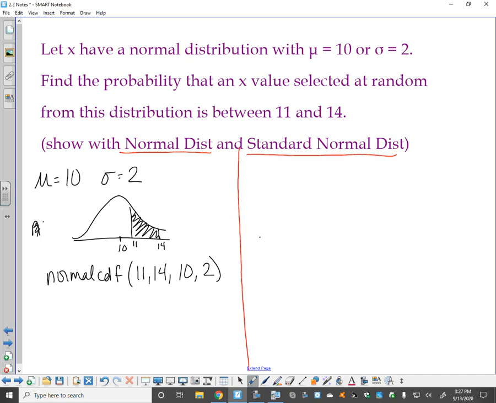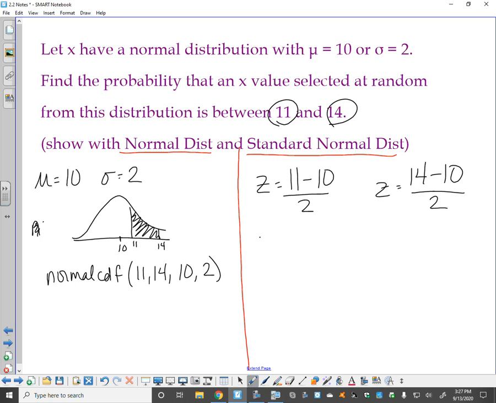All right, now for a standard normal curve, I need a z-score. So I need to take this 11 and this 14, and I need z-scores for both of them. So I'm going to do 11 minus the mean over 2, and I'm going to do 14 minus the mean over the standard deviation. Well, 11 minus 10 is 1, and 1 over 2 is a 0.5. And 14 minus 10 is 4, and 4 divided by 2 is 2. So I have a z-score of a 0.5.